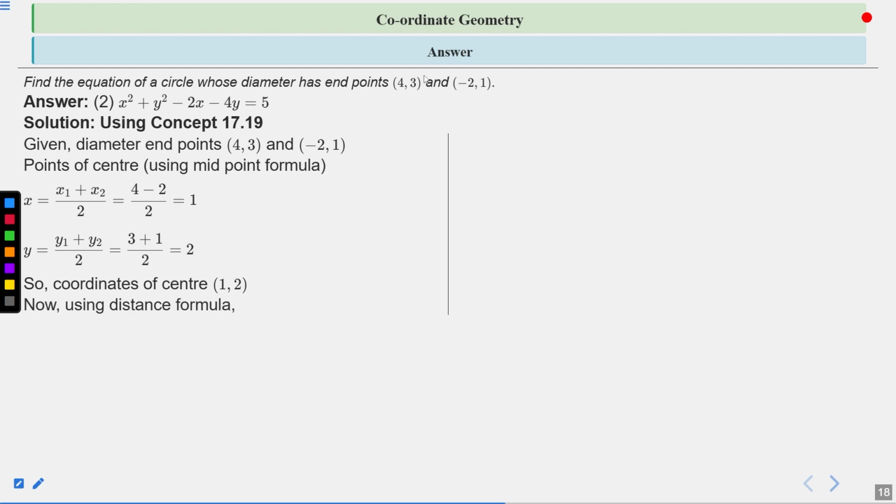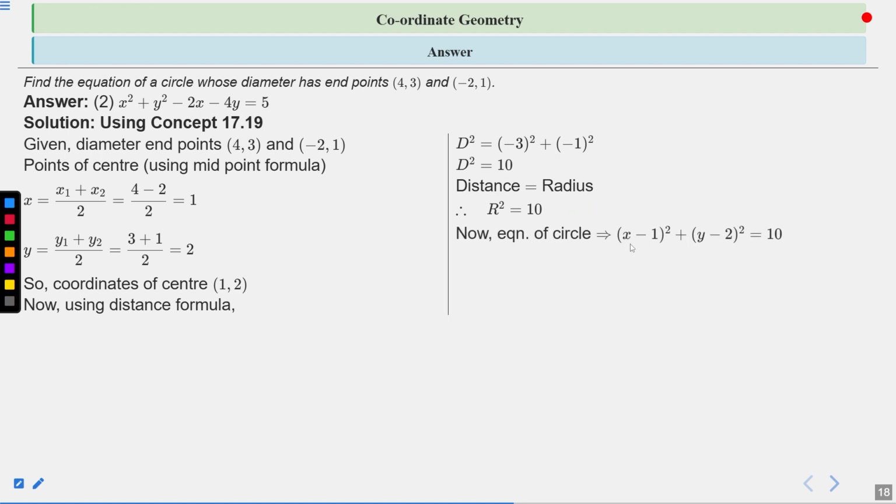Now using the distance formula, we can calculate the distance, which is d equals 3 square plus 1 square. So we get the distance square, which equals 10. Now distance means radius. We get the distance by using the distance formula, and we take that distance as the radius. So we know that the radius square is also 10.